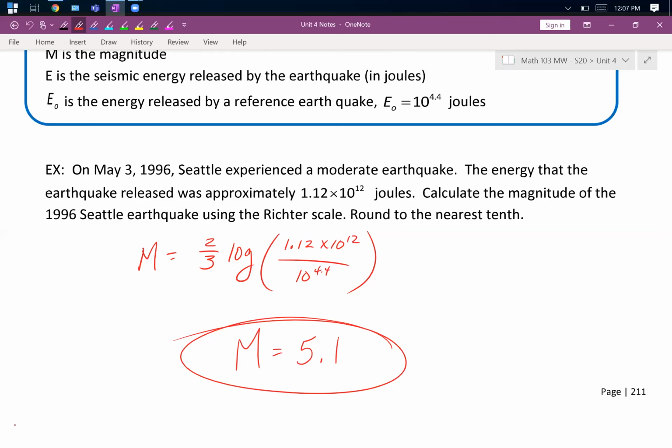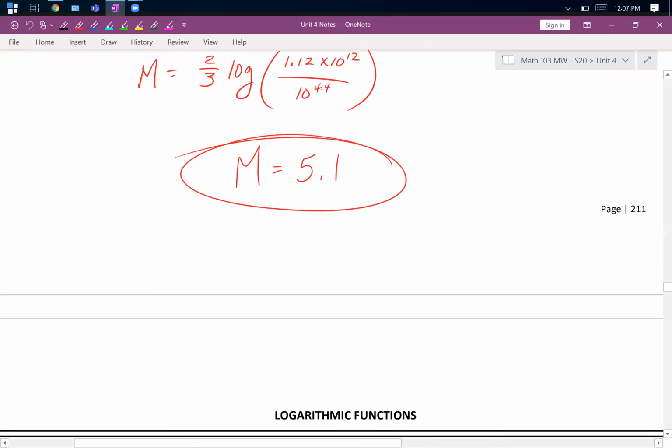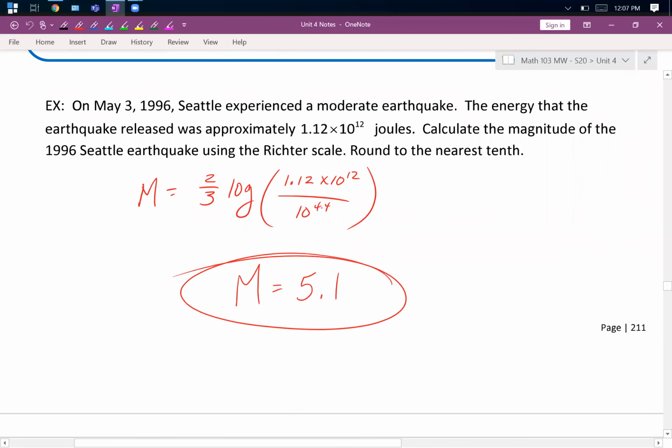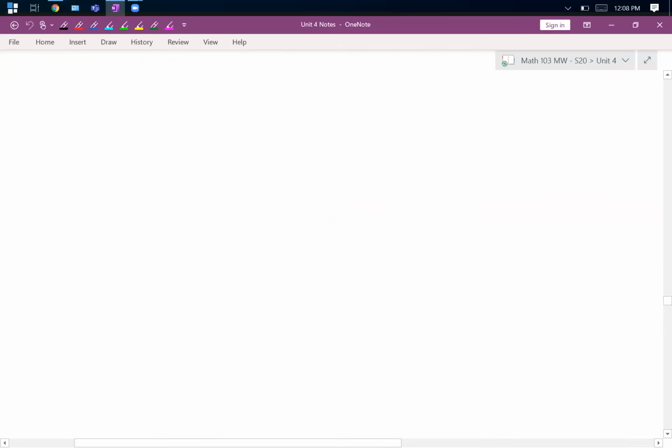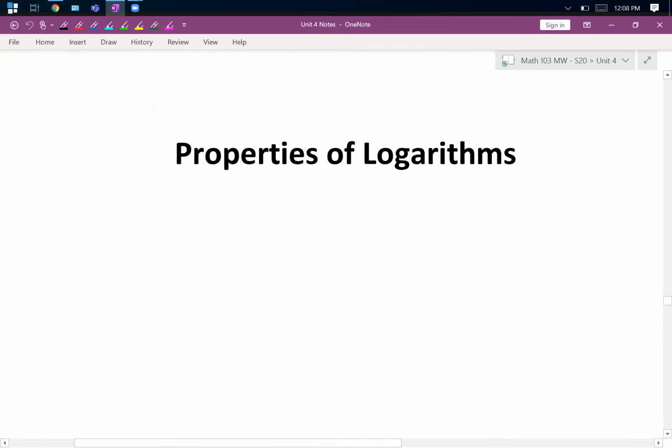Yeah, so 5.1. All right. Anybody else? 5.1 joules. So what is the unit? No, it's not joules. There's no unit. It's just a 5.1 on the Richter scale. No unit.